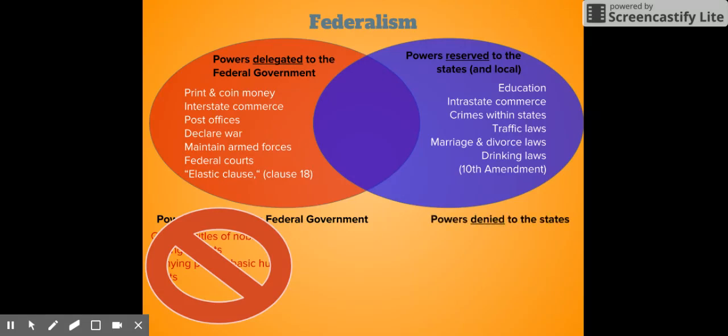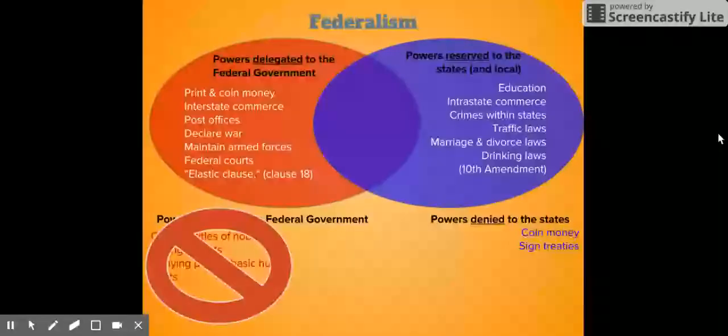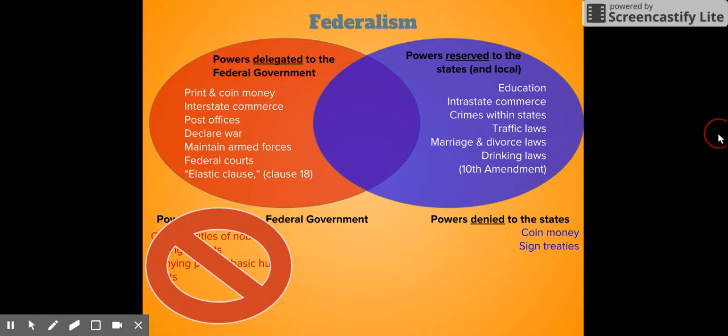But there's also powers specifically denied to the states, some of which are those delegated powers. States cannot make their own money. They cannot sign treaties with other nations. Only the federal government can do that. They cannot declare war. They cannot tax imports or exports. And so taxing imports comes under the federal government.